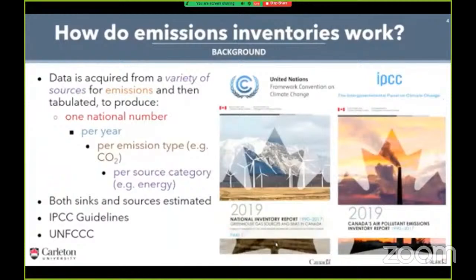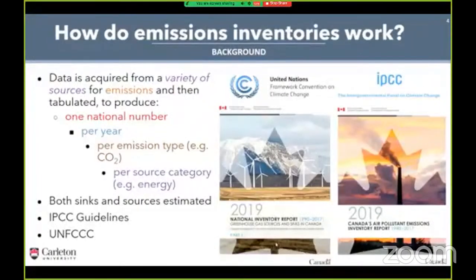In Canada, this is done through the National Inventory Report, and this is reported to the United Nations Framework Convention on Climate Change. We use a method that's standard internationally. The IPCC has guidelines that tell us how we should produce these emissions estimates.